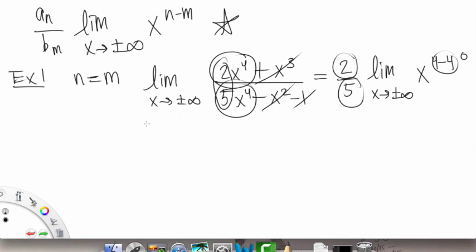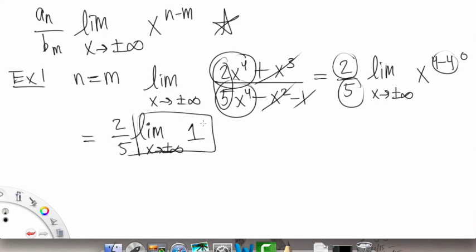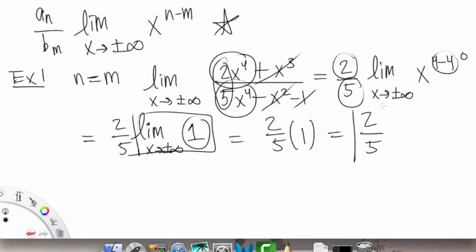So this is a 0, so then we get 2 over 5 times the limit as x goes to plus or minus infinity of x to the 0 power, and anything to the 0 power we just get a 1. So this limit is just going to turn into a 1 overall. So we have 2 over 5 times 1, so that's just 2 over 5. That was the case when n is equal to m, and in this case they are both 4s.